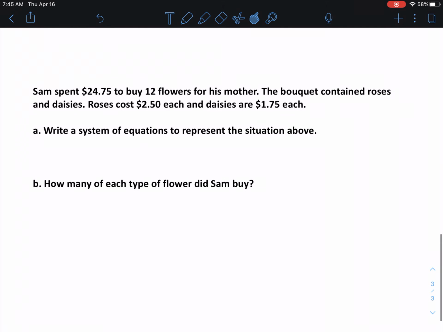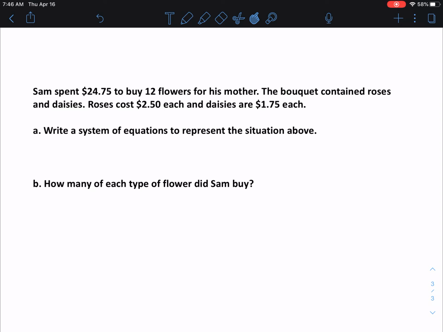It says, Sam spent $24.75 to buy 12 flowers for his mother. The bouquet contained roses and daisies. Roses cost $2.50 each, and daisies are $1.75 each. Write a system of equations to represent the situation above, and how many of each type of flower did Sam buy.